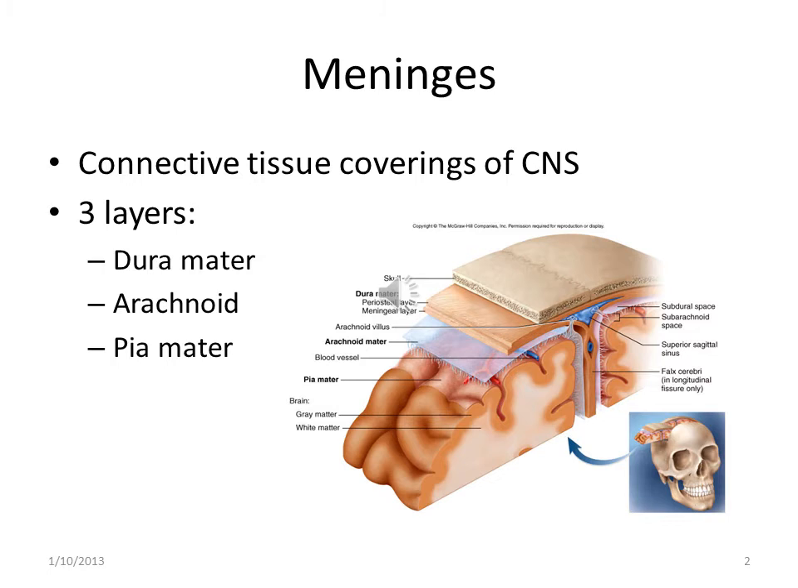The meninges are the connective tissue coverings of the central nervous system. They are found covering both the brain and the spinal cord, and form three layers. The most external layer is the dura mater, which means tough mother. The middle layer is the arachnoid. It's named for the fact that it is thin and cobwebby, sort of like a spider web. And the innermost, thinnest layer is the pia mater, which means the delicate mother. So those three layers are from outside to inside.